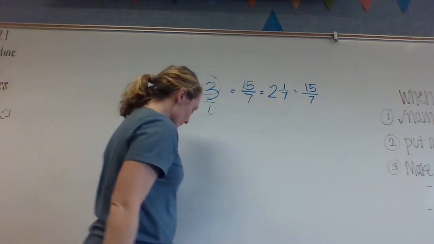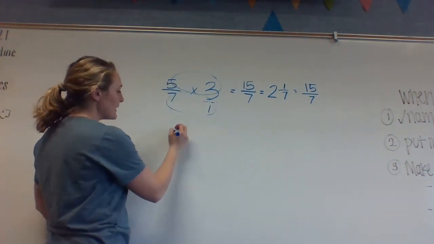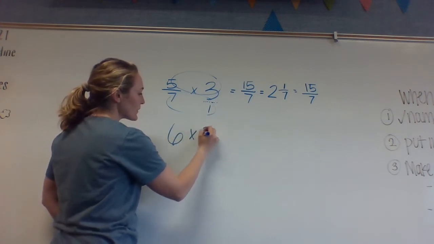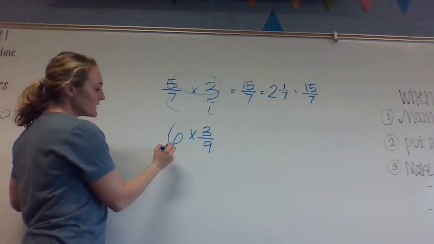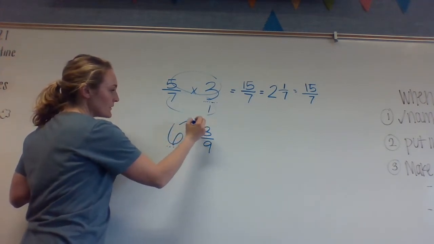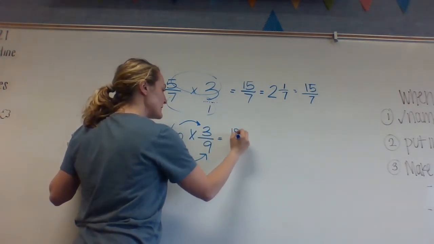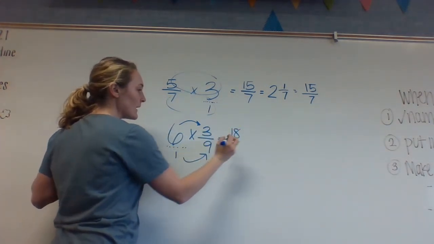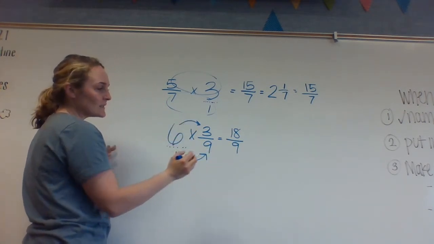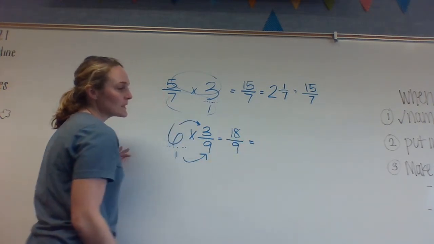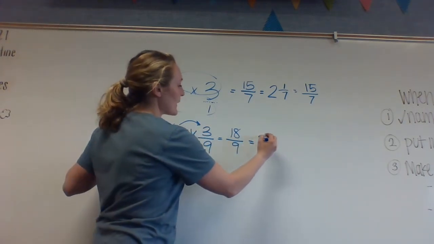They match. So even if the whole number is the first number, so let's say 6 times 3/9, it doesn't matter. Whole numbers have a sneaky denominator of 1, so now you can multiply straight across. 6 times 3 is 18. 1 times 9 is 9. So you can leave it as an improper fraction, which is 18/9, or change it into a mixed number, or in this case, just a whole number. 9 goes into 18 twice.